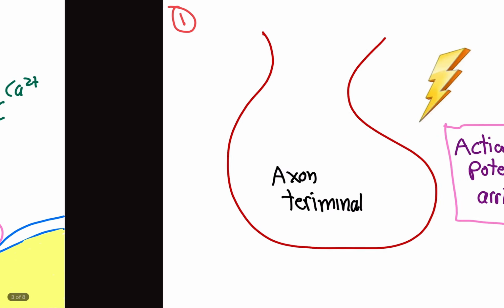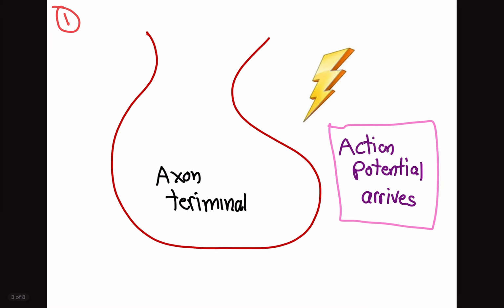So let's get started. The first thing is an action potential needs to be generated. It needs to go down the neuron, and it reaches the axon terminal. So the action potential arrives at the axon terminal. Nothing but the muscle yet. It's the first step. Really easy. Second step.